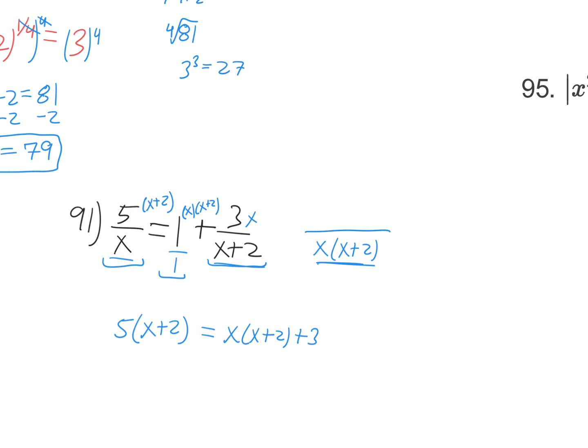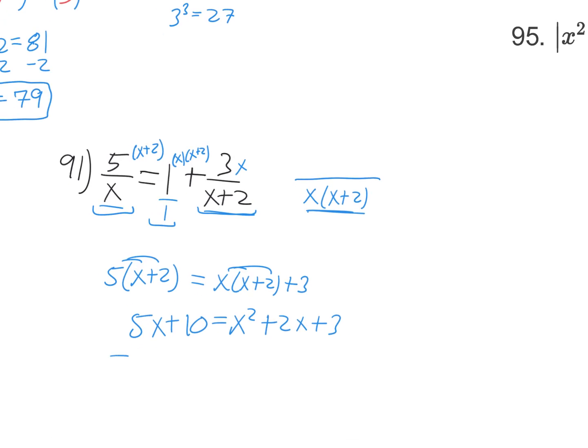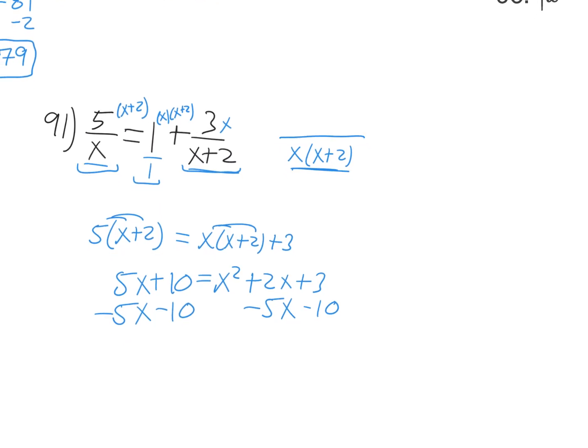And now that we got rid of the fraction, we can solve this quadratic equation. Let's try to get it in standard form. I'm going to distribute that 5, distribute the x, and so this gets us 5x plus 10 equals x squared plus 2x plus 3. Let's get everything to one side. I'm going to subtract 5x and then subtract 10. This is going to leave us with x squared minus 3x minus 7 equals 0.